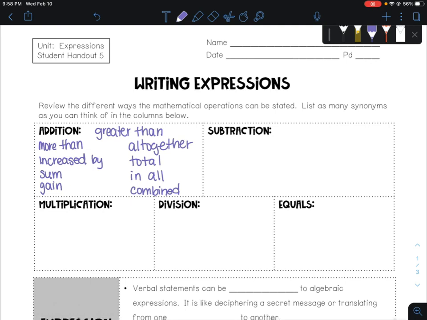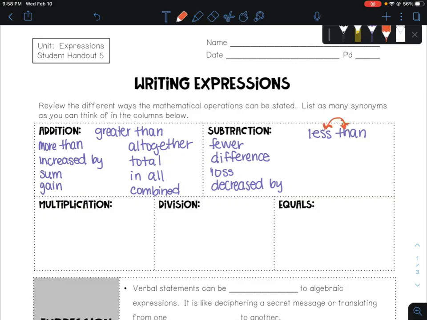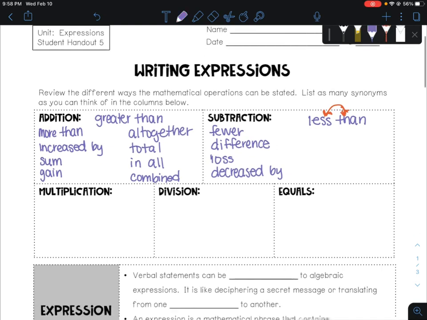So let's make a similar list for subtraction. Fewer, or fewer than, difference, loss, decreased by, less than, and less than. This one, I'm going to put a little note on it with these arrows showing to switch it around. And we're going to talk about that in a little while when we see it in an example. We'll come back to this, why I put those arrows there.